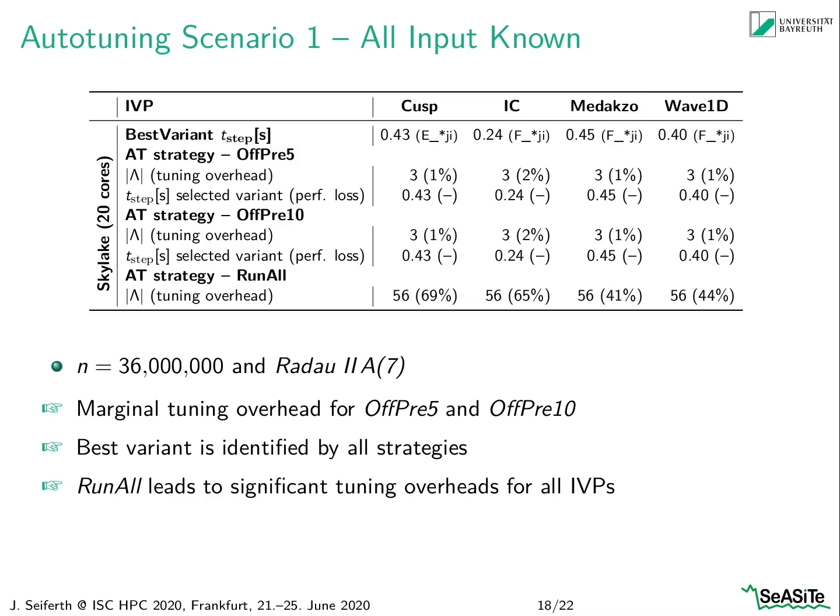The table shows that all Offsite strategies were able to successfully identify the best variant for all IVPs. For each IVP, a subset of 3 variants was tested, which led to a marginal tuning overhead. In comparison, run all led to significant tuning overheads for all IVPs.